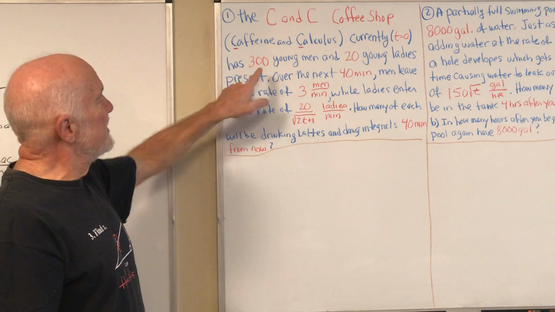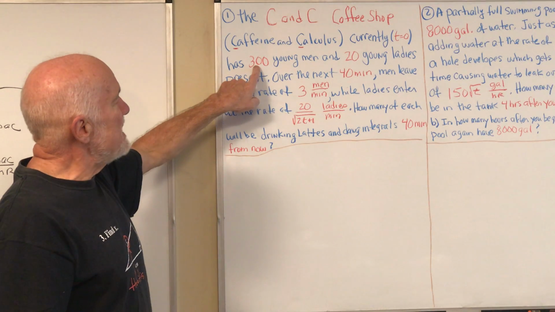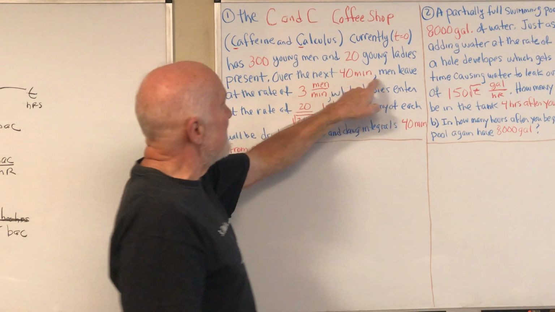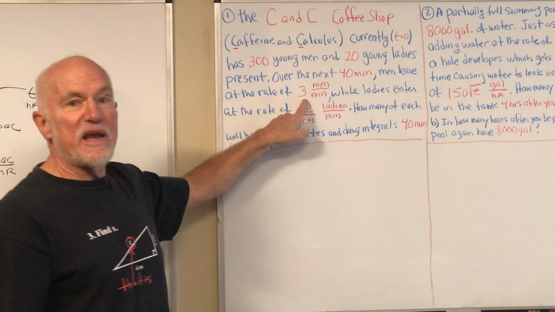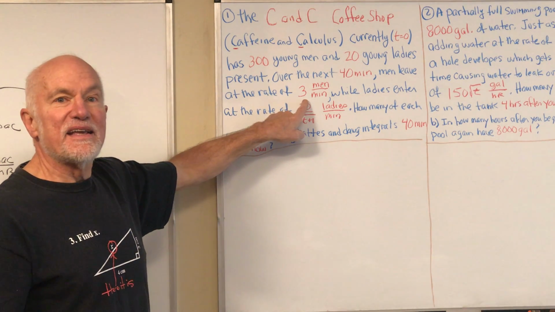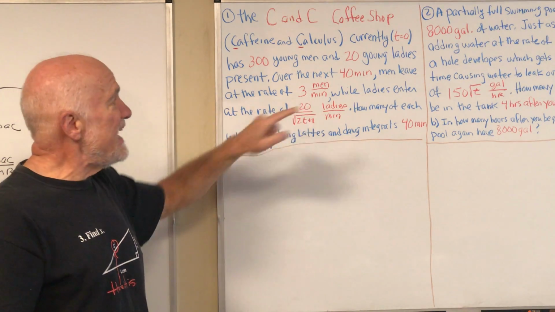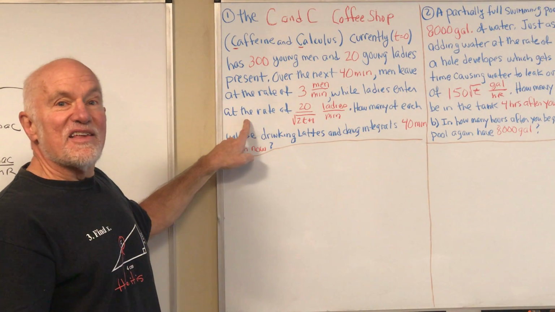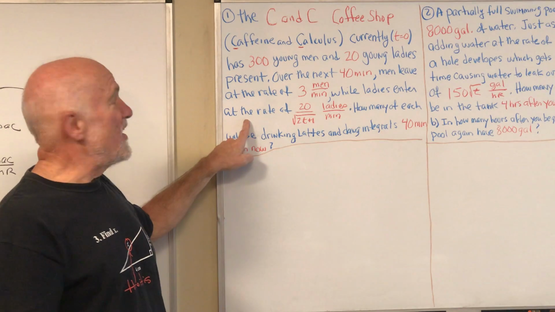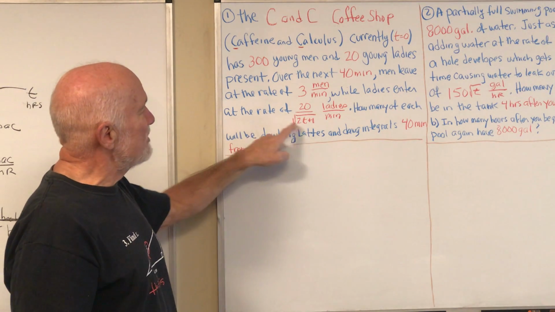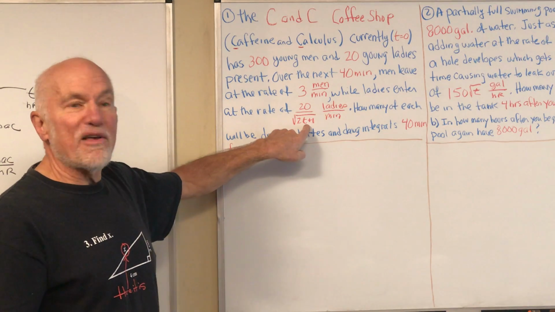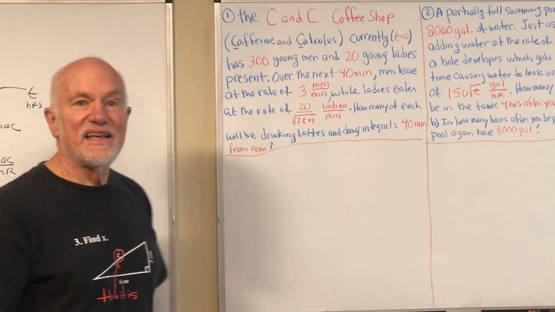But because there were so many men per lady, over the next 40 minutes, men start leaving at the rate of 3 men per minute. But the ladies, looking in the window, see, maybe we should go in there. So they start entering at the rate of 20 over the square root of t plus 1 ladies per minute.